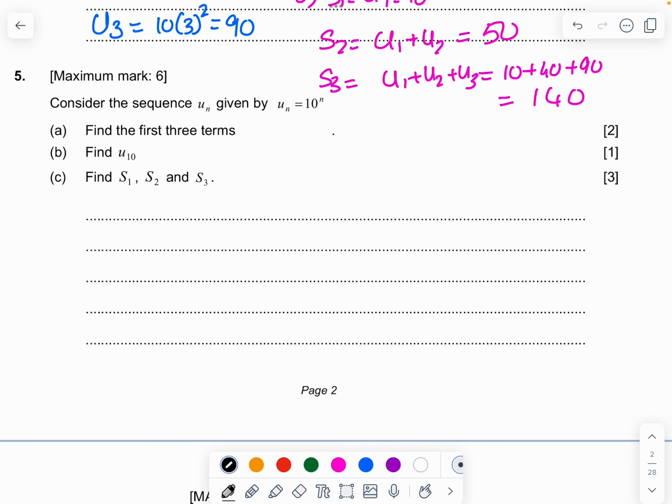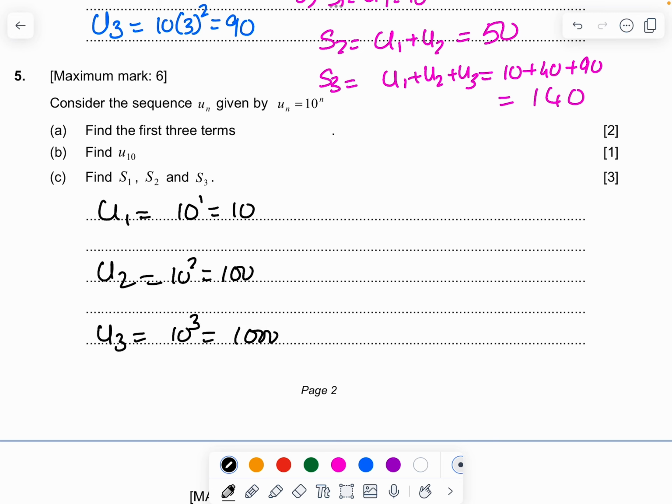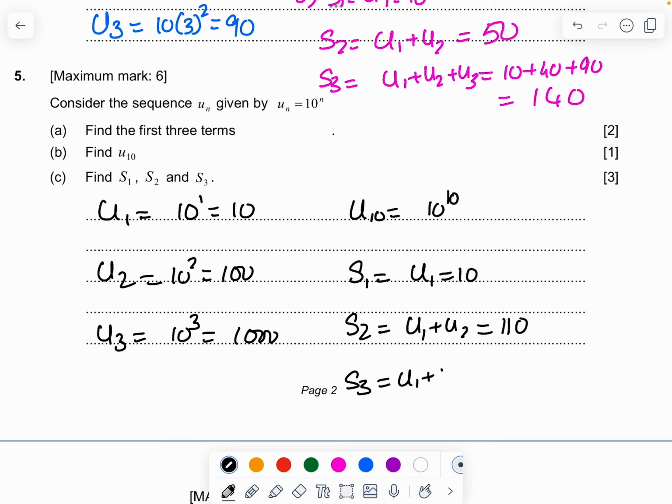Question number 5. Find the first 3 terms. So u1 equals 10 power 1, which is 10. u2 equals 10 power 2, which is 100. u3 equals 10 power 3, which is 1000. Then u10, which is 10 power 10. Then S1, which is u1, which is 10. S2, which is u1 plus u2, which is 110. S3, which is u1 plus u2 plus u3, which is 1110.